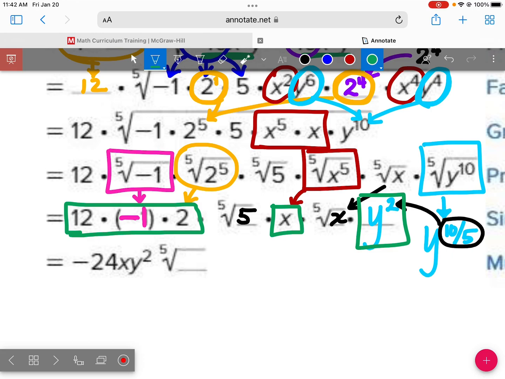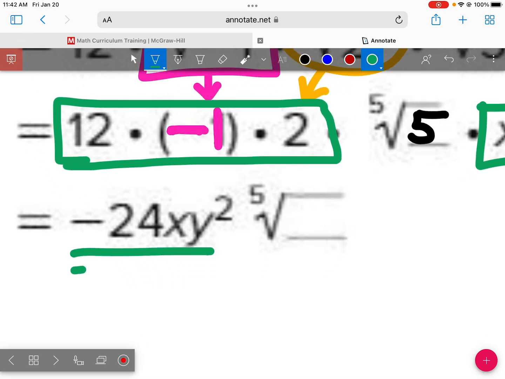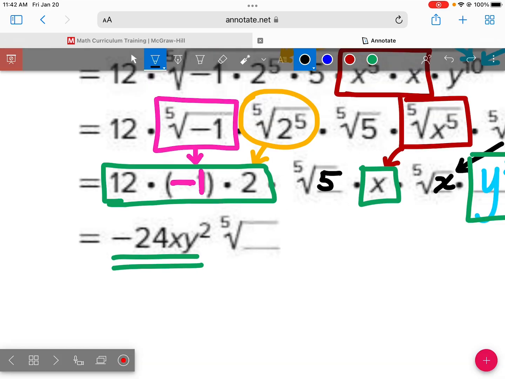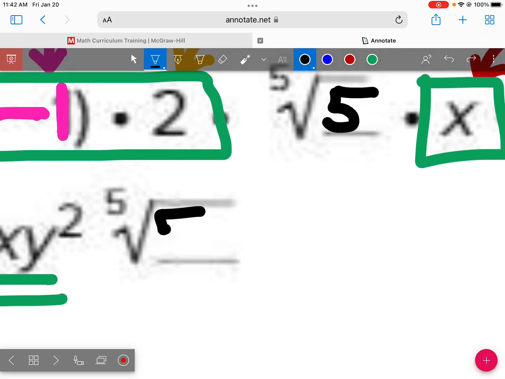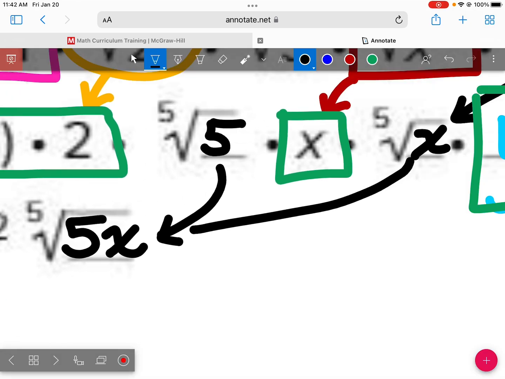So we're going to move all of those to the front. What happens when I multiply these numbers together? I get -24 and then xy squared. So what should I put under the radical as the radicand? What are the pieces that are still under the radicals? 5 and x, yes. Here and here.